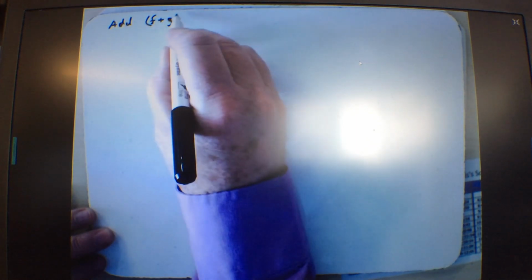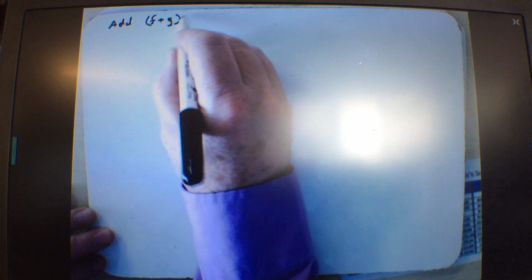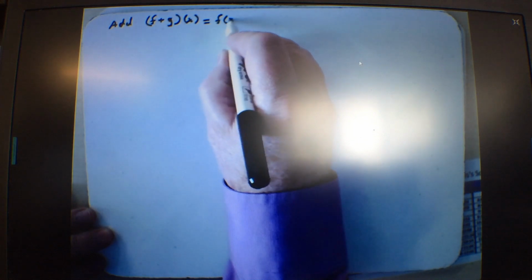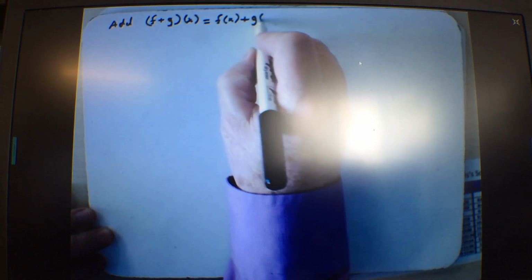Addition. Addition for a function, this is what it looks like: if we have function f plus g of x, the way to do that is to simply add the two together, okay?